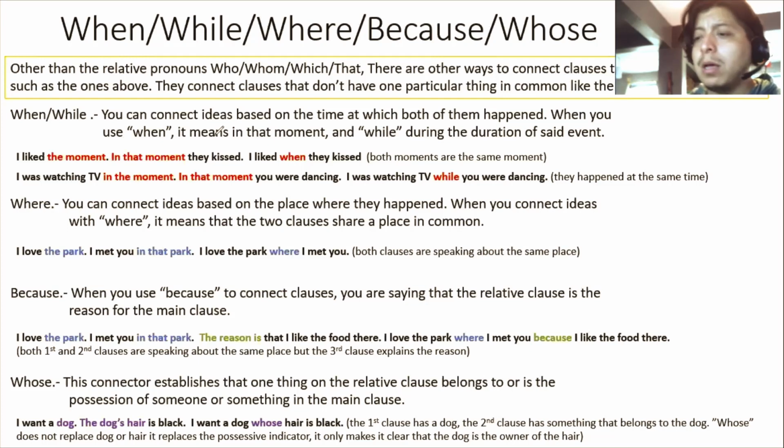También el último, para terminar, es "whose". Estoy diciendo que la cosa que está en la cláusula relativa, en este caso el pelo, le pertenece a alguien de la cláusula principal. Entonces, tenemos estos dos para tiempo, ¿sí? Este para lugar, este para motivo y este para posesión.